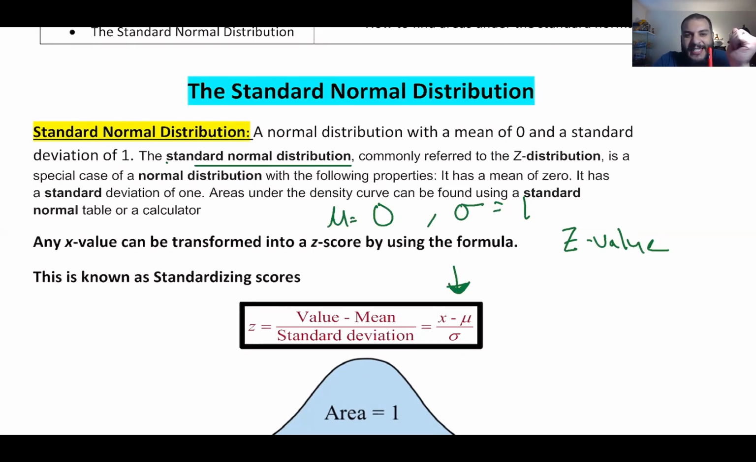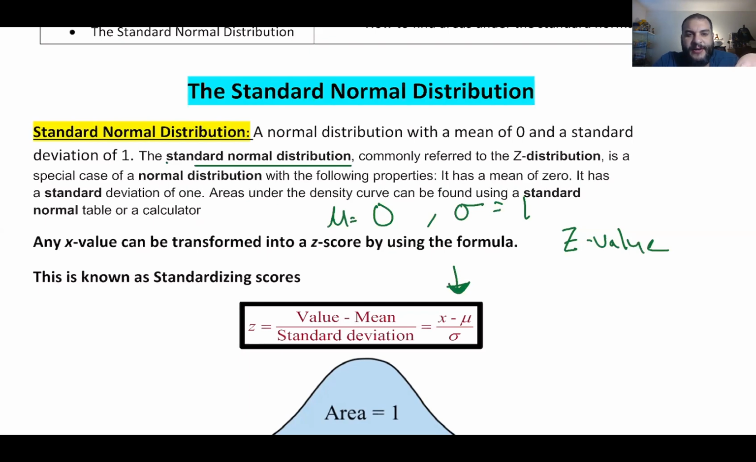This is called standardizing the score. So anytime we don't have a z-value and we want to convert to a z-value, this is how we do it. You take x, which is what we want to convert to a z-value, subtract the mean, and divide by the standard deviation of the population. Everybody good for that so far?